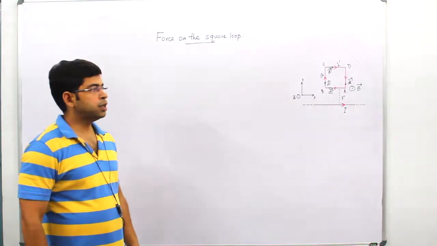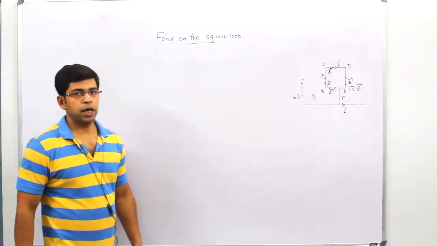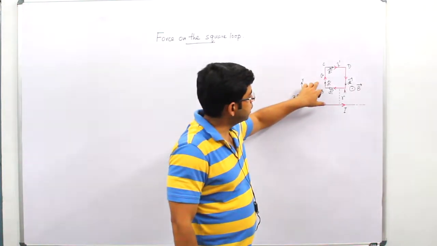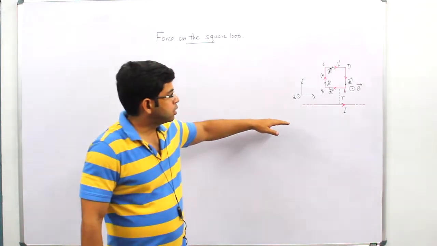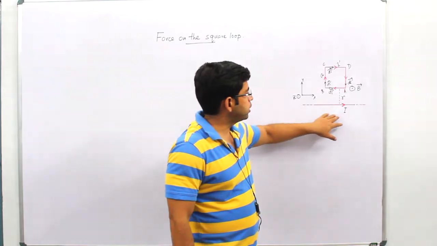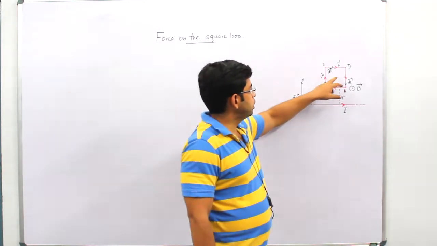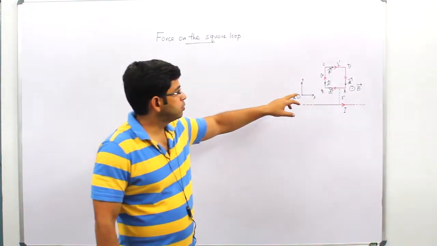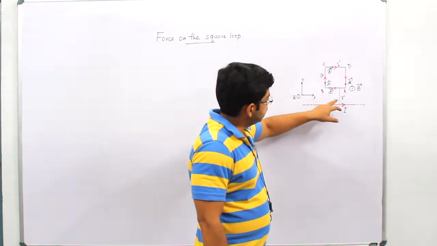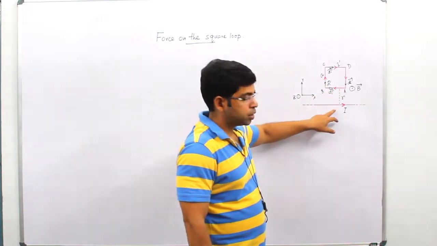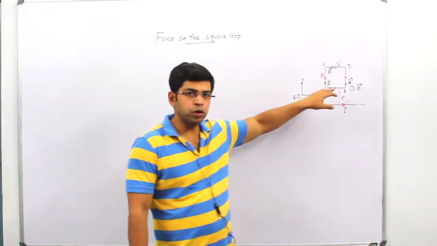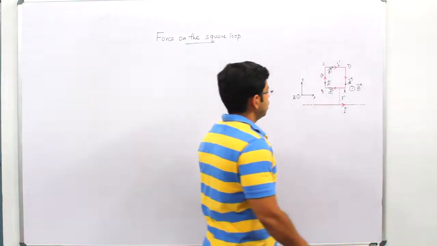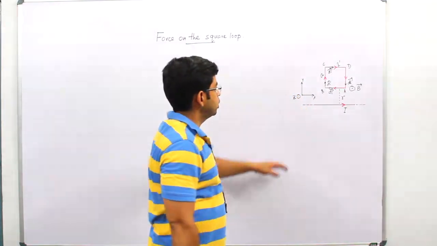So now, as a last example, let us calculate the force acting on a square loop of side A placed beside a straight current-carrying conductor of infinite length carrying a current I. The loop itself carries a current I prime, and the loop is at a distance r from the straight conductor, r being the distance of the closest arm of the square loop from the conductor. So we have the reference frame as shown here.